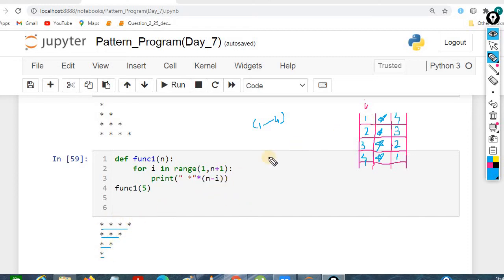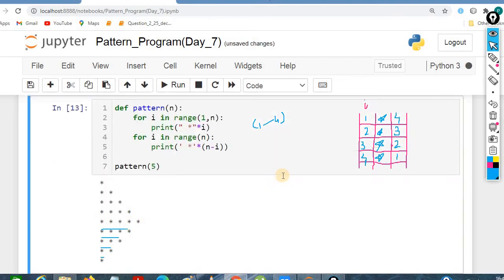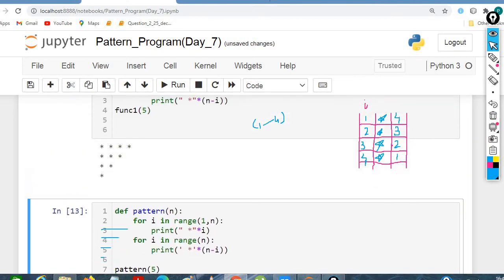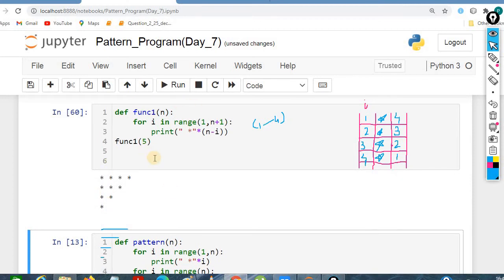So I apply n minus 1. For the first iteration we are getting 4. N minus 1 is 4, we are considering 5 here, so 5 minus 1 is 4. And in the second iteration we are getting 5 minus 2, that's 3. In the third iteration 5 minus 3 as 2. Then 5 minus 4 as 1. The same way we are going to print it. When we execute it, we will get the same result. This is our program.